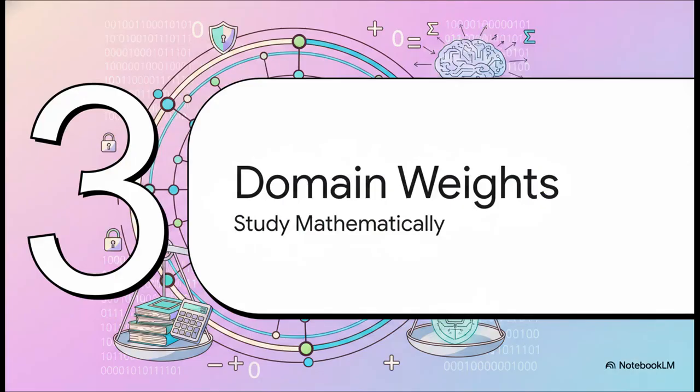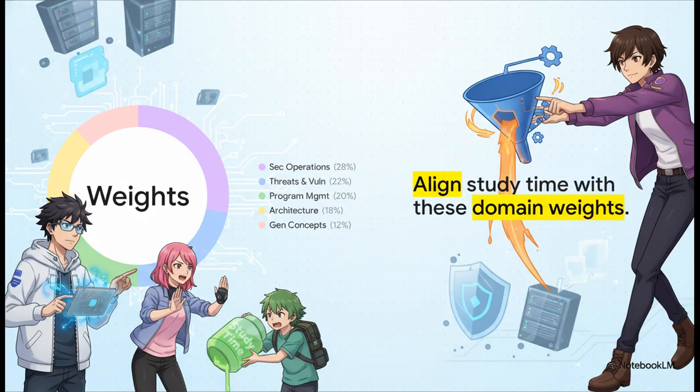Section 3. The domain weight strategy. This brings us to the core algorithm of the test, the actual domain weights. Get this, there is a massive disparity here. Security operations makes up 28% of the exam, while general security concepts sits way down at 12%. So if you treat every domain as equal, say dedicating the exact same amount of study hours to the 12% chunk as you do the 28% chunk, well, your prep is mathematically misaligned. You'd be totally overweighting the smallest bucket and severely underpreparing for the big one.